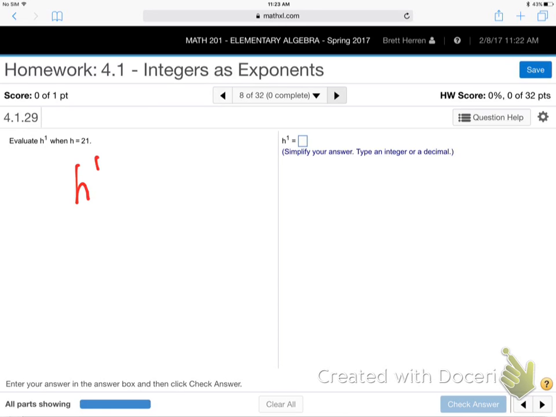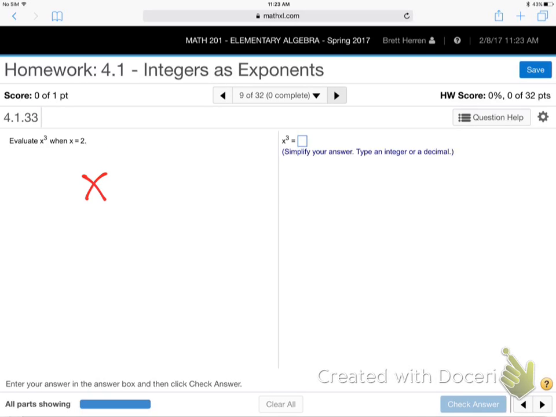H to the 1, and H is 21, so they just want you to plug in 21. 21 to the 1 is just 21. So if you have a first power, it just means one of them. But if you have a 0 power, it makes the whole thing into 1. Everybody see that difference? So first power, the answer is just 21, nothing more.